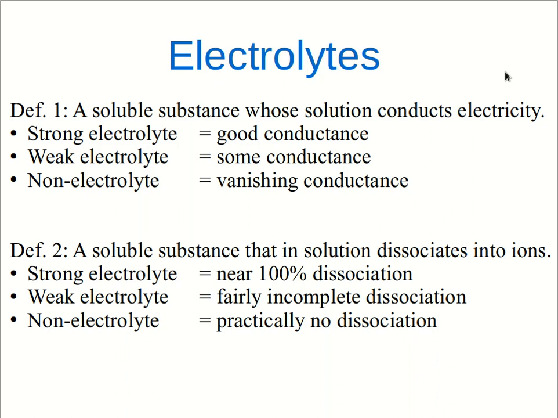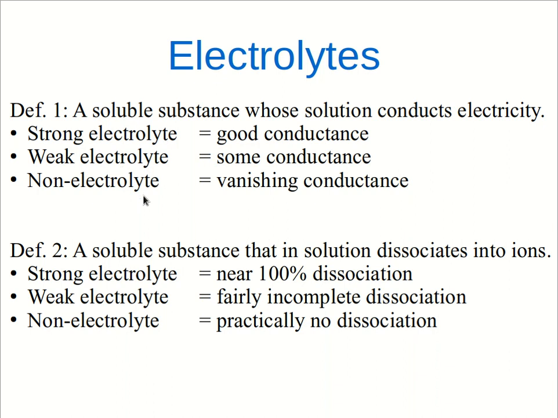Now that we know what acids and bases are, we can put a little bit more meat on the electrolyte definition. And here's a quick reminder of what we had after we covered just the ionic substances. Definition 1 is the operational definition, and that goes just by measuring conductance. Strong electrolytes show good conductance, weak electrolytes show some conductance, non-electrolytes show vanishing conductance. But that's not really the one we are after, right?